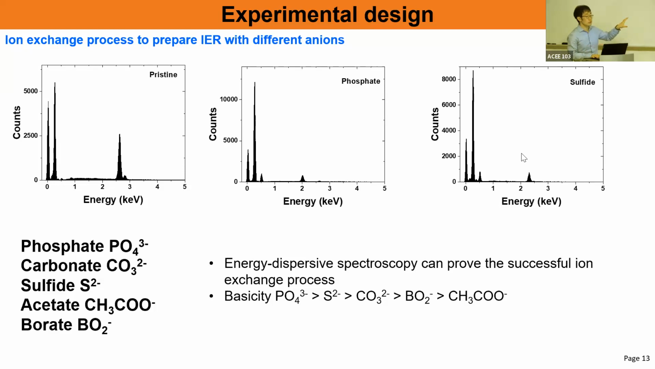In our study, we chose five of them. Carbonate I already showed you. We have phosphate, sulfide, acetate, and borate. We chose those because they have different basicity. Anions have basicity because they undergo hydrolysis reactions. We expect phosphate to behave better than sulfide, then carbonate, and then borate. But is that really the case?